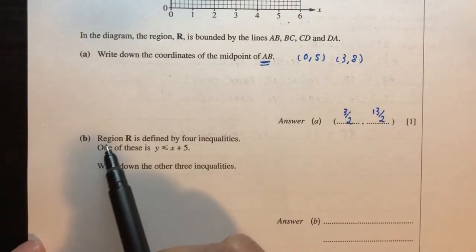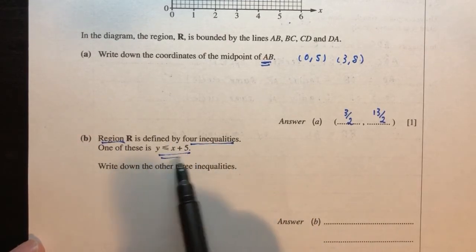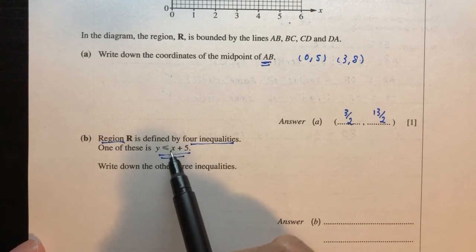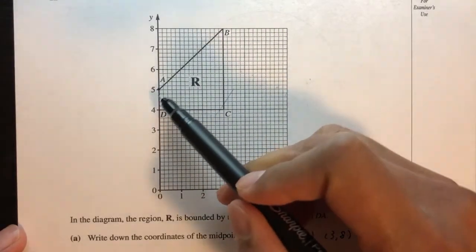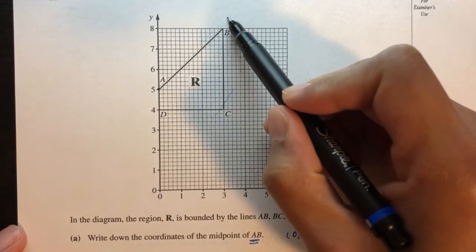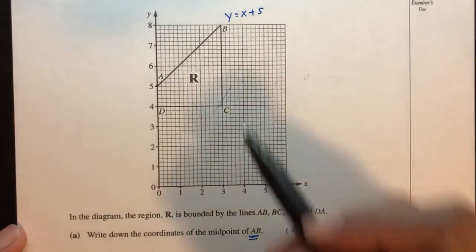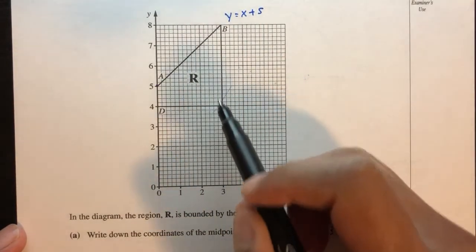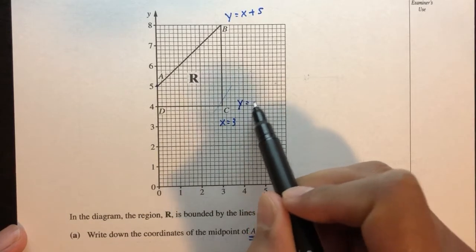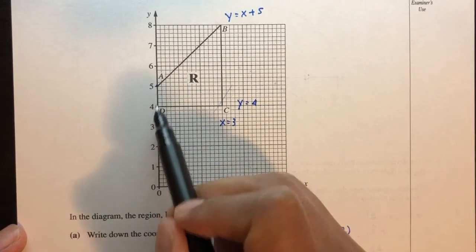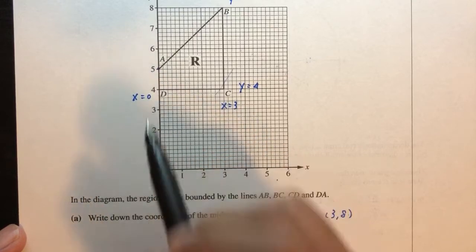Now, the region R is defined by 4 inequalities. One of these is this one. So this is positive gradient. It means the line is going up. So which line is going up? I have only one line which is going up, which means this is the line y equal to x plus 5, and the rest will be, what is this line? This straight line will be x equal to 3, and this one will be y equal to 4, and this one is x equal to 0, this straight line.